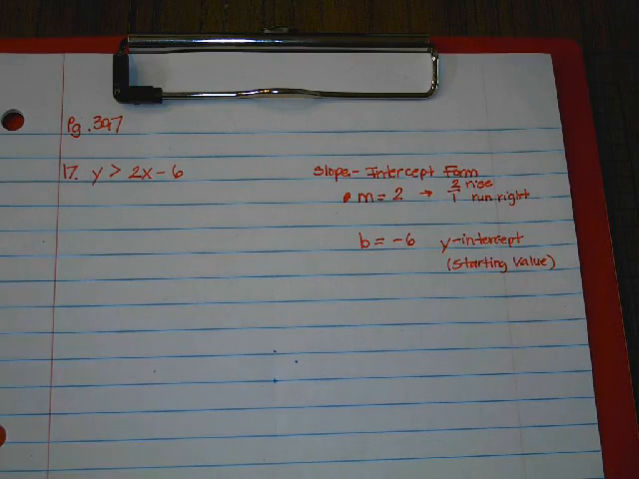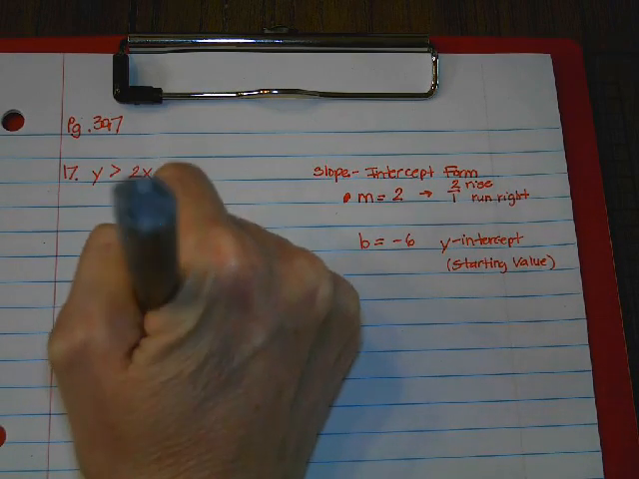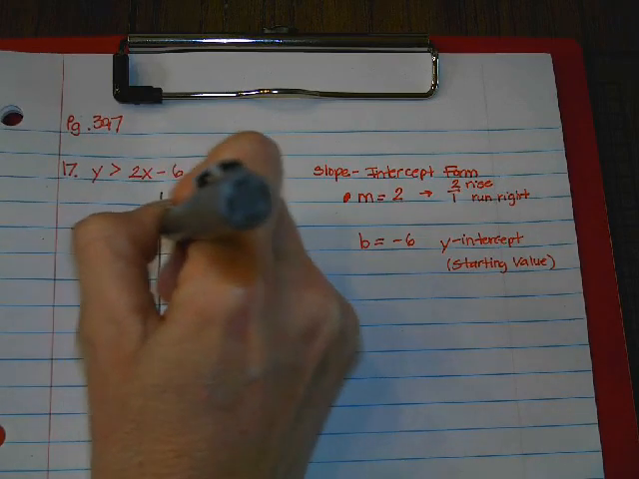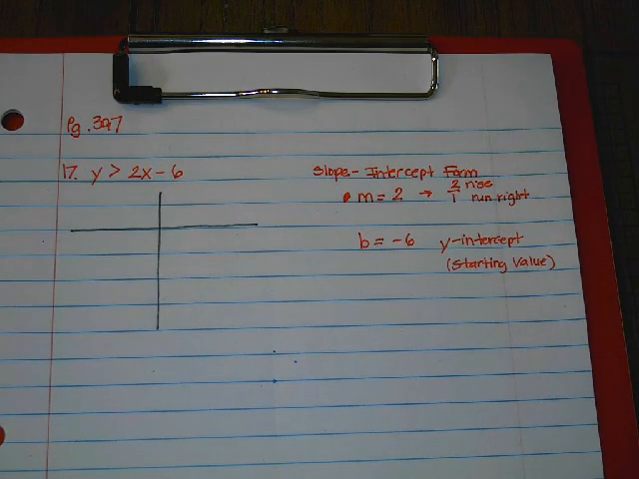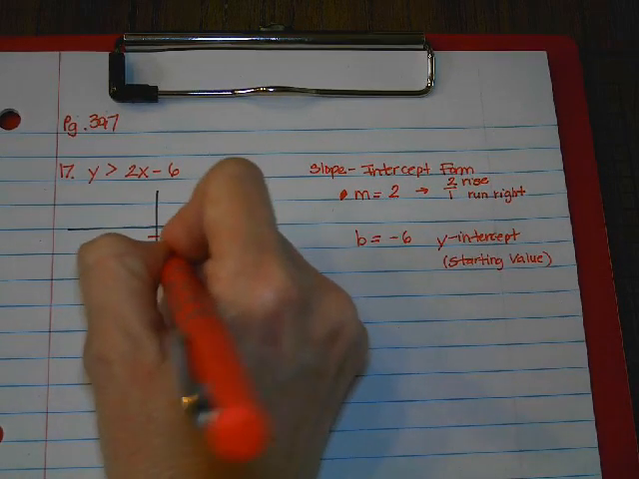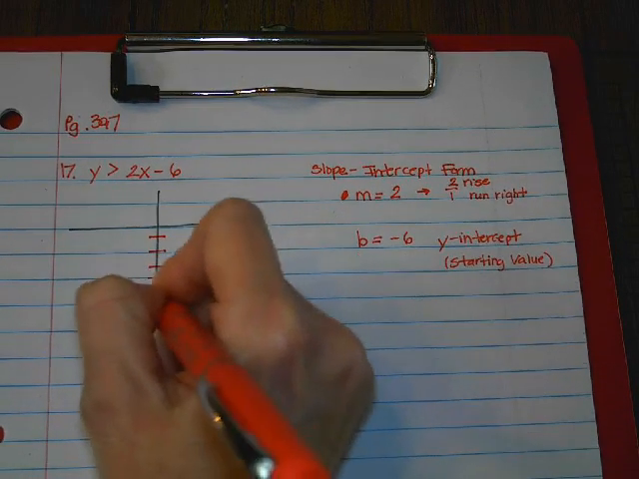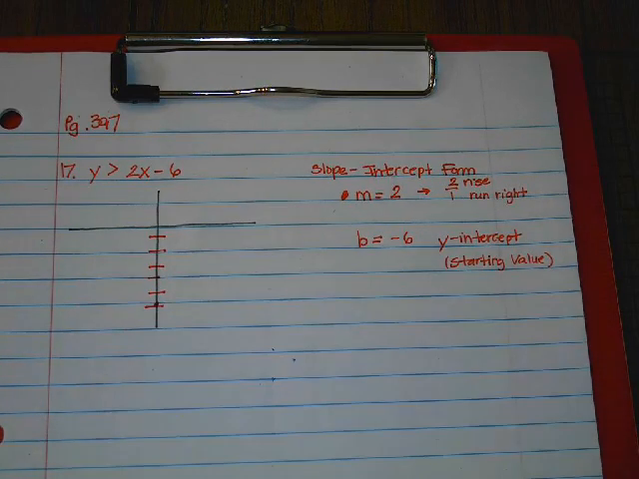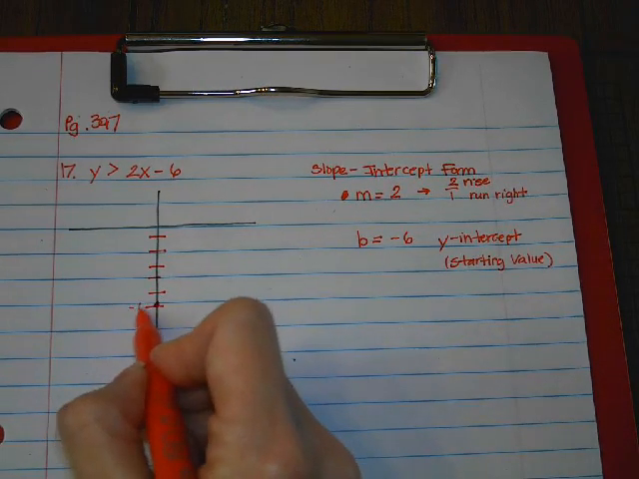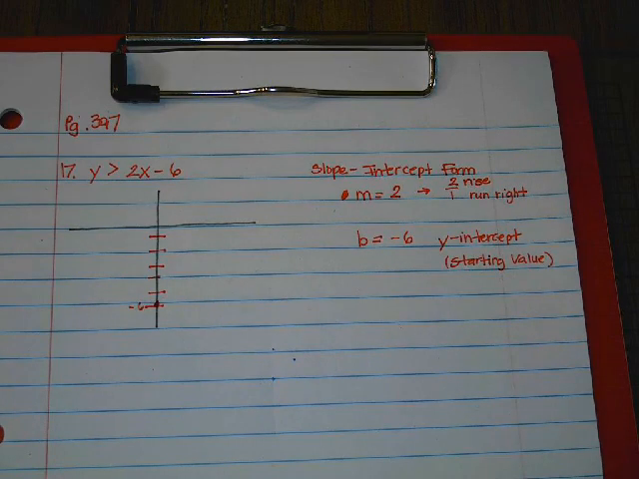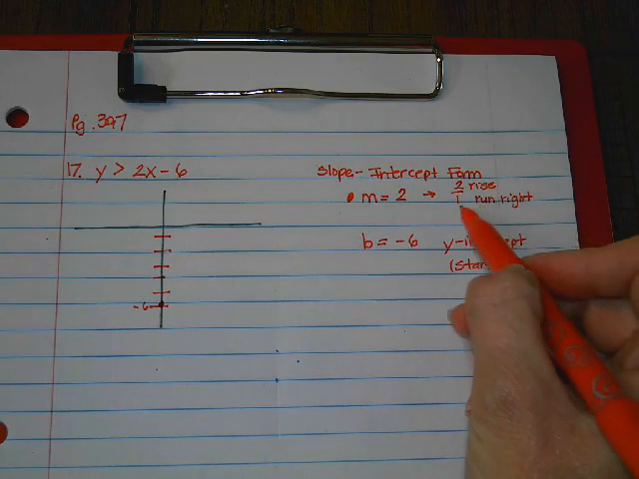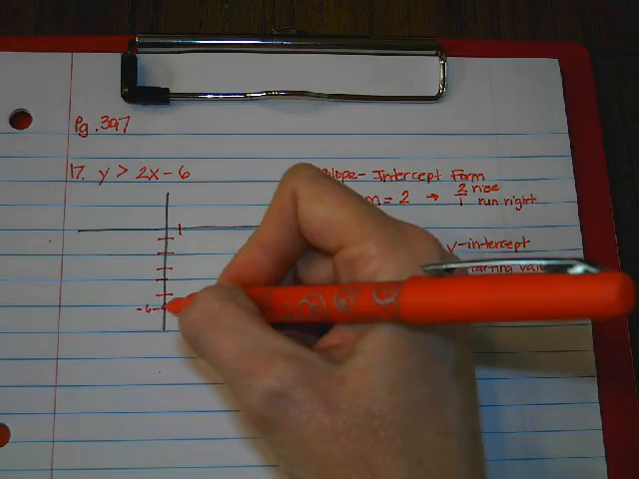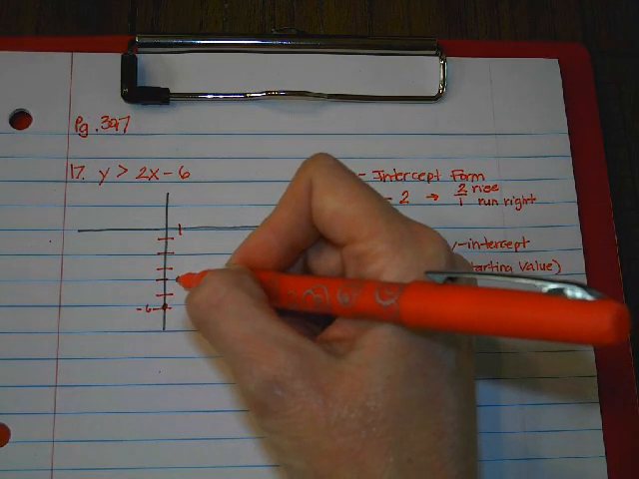So I'm going to go ahead and draw our axes. I knew we were going to go down 6, so I gave us a long y-intercept. My starting point is at negative 6, so I'm going to go down 1, 2, 3, 4, 5, 6. That is my starting point, way down here at negative 6 on the y-axis. That would be the first dot that I drop in. Then my slope is rise 2, run right 1. So rise 2 from this dot, 1, 2, and run to the right 1.